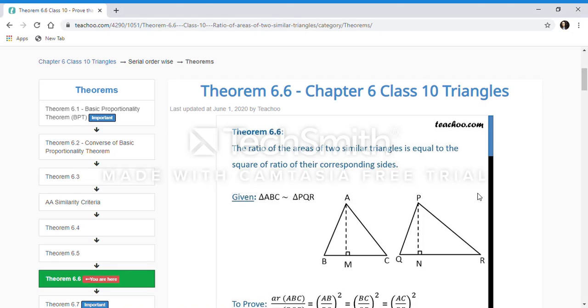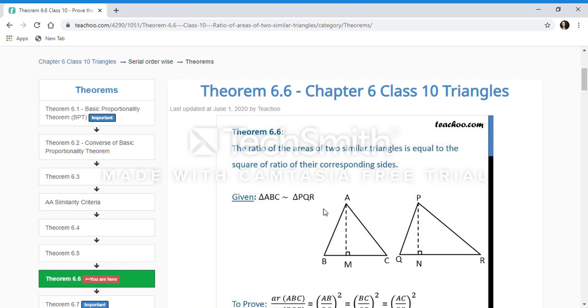So students, today I will prove and find the relationship between the ratio of the areas of two similar triangles. This is Theorem 6.6, Chapter 6, Class 10, Triangles, for the CBSE board. The theorem states that the ratio of the areas of two similar triangles is equal to the square of the ratio of their corresponding sides.